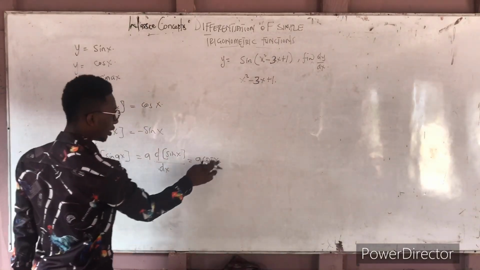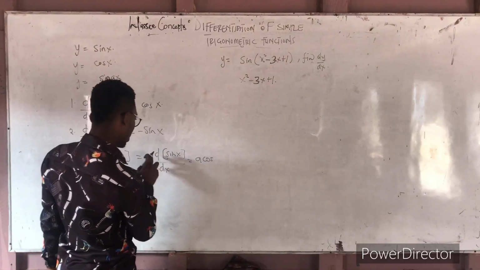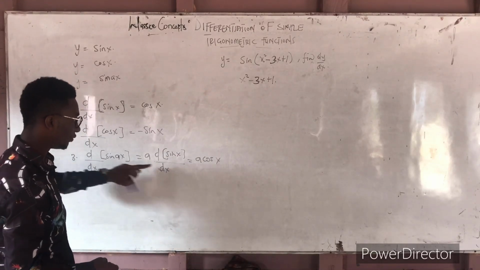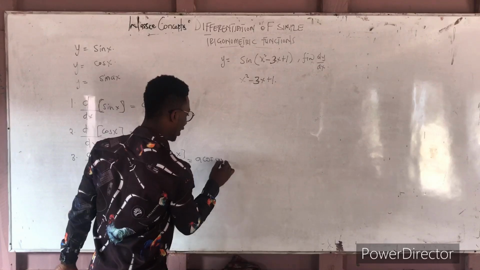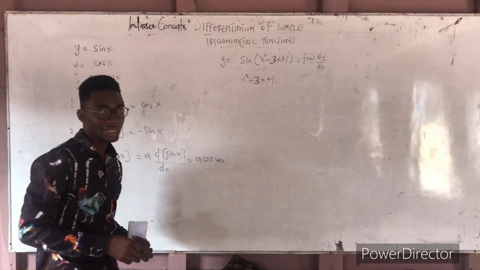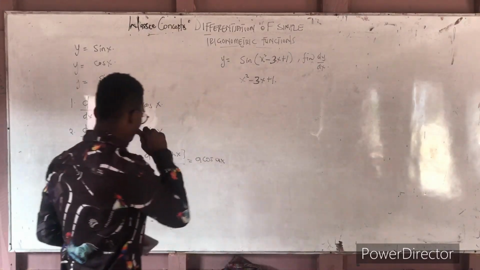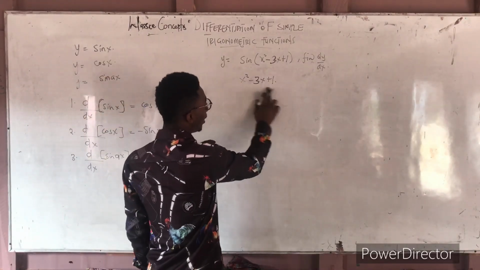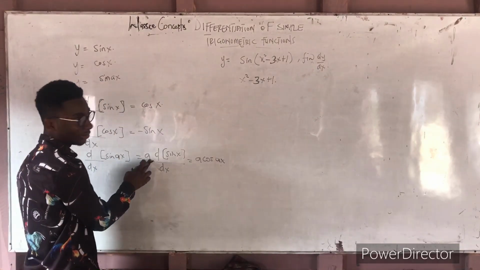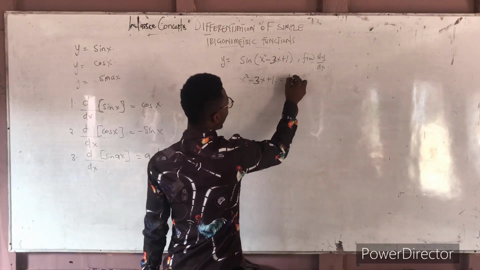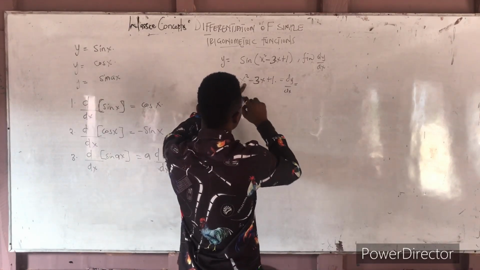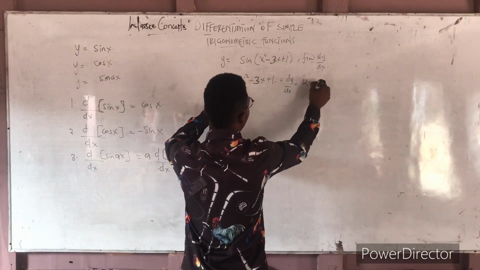Okay, so now when you do this, you get a cos of what? Cos of x. But take note that the a was a constant, so you find the derivative here, and you have to put the ax over here again. So the derivative of sine ax is equal to a cos of ax. Here the derivative of the ax was a. So you find the derivative here, and the function here will give you 2x minus 3.